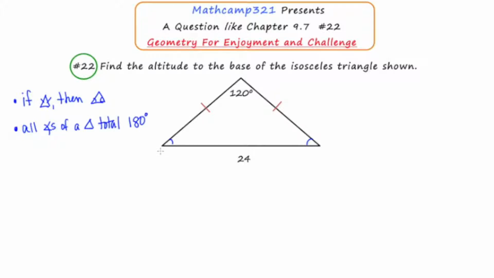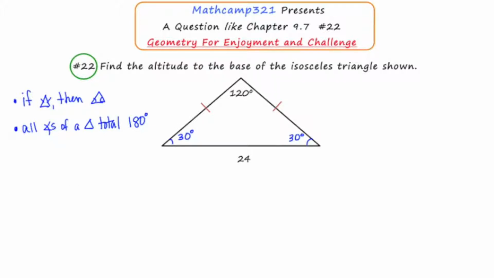Now, if the angle on top, the vertex angle, has a measure of 120, that means 180 minus 120 is 60. There's 60 degrees left over, and that 60 is going to be divided equally for the two remaining base angles. So each base angle is going to have a measure of 30. So I'm going to go ahead and mark that in the diagram.